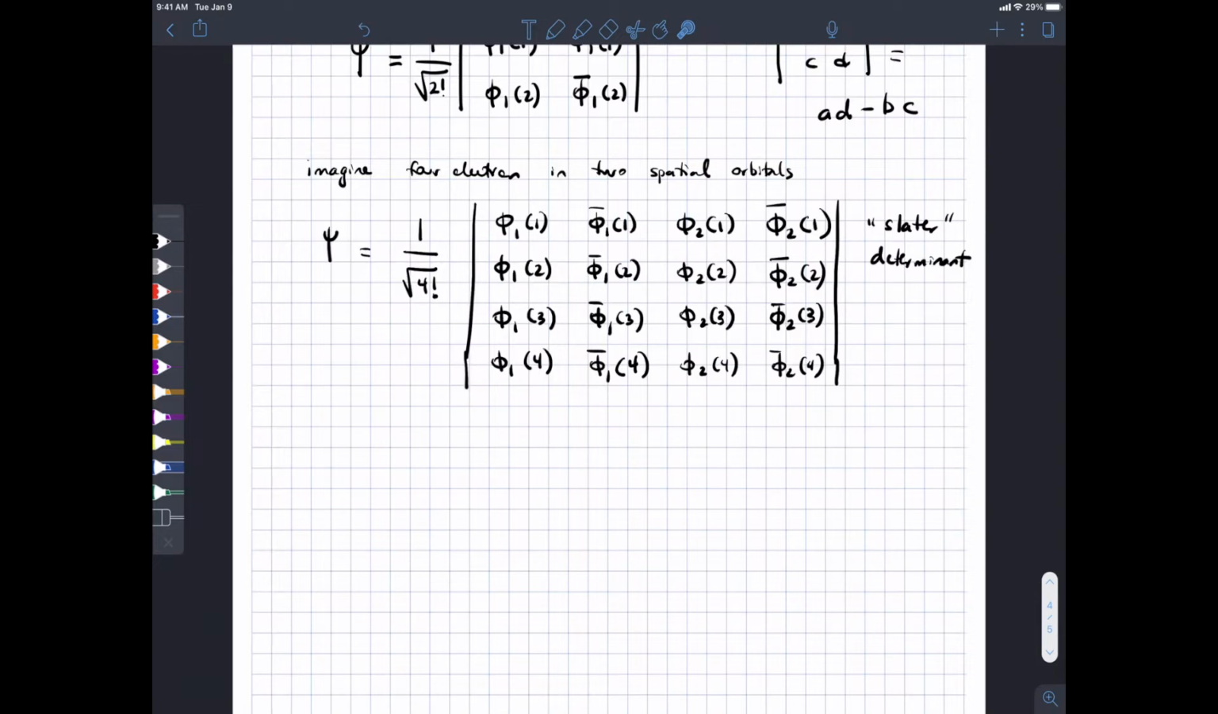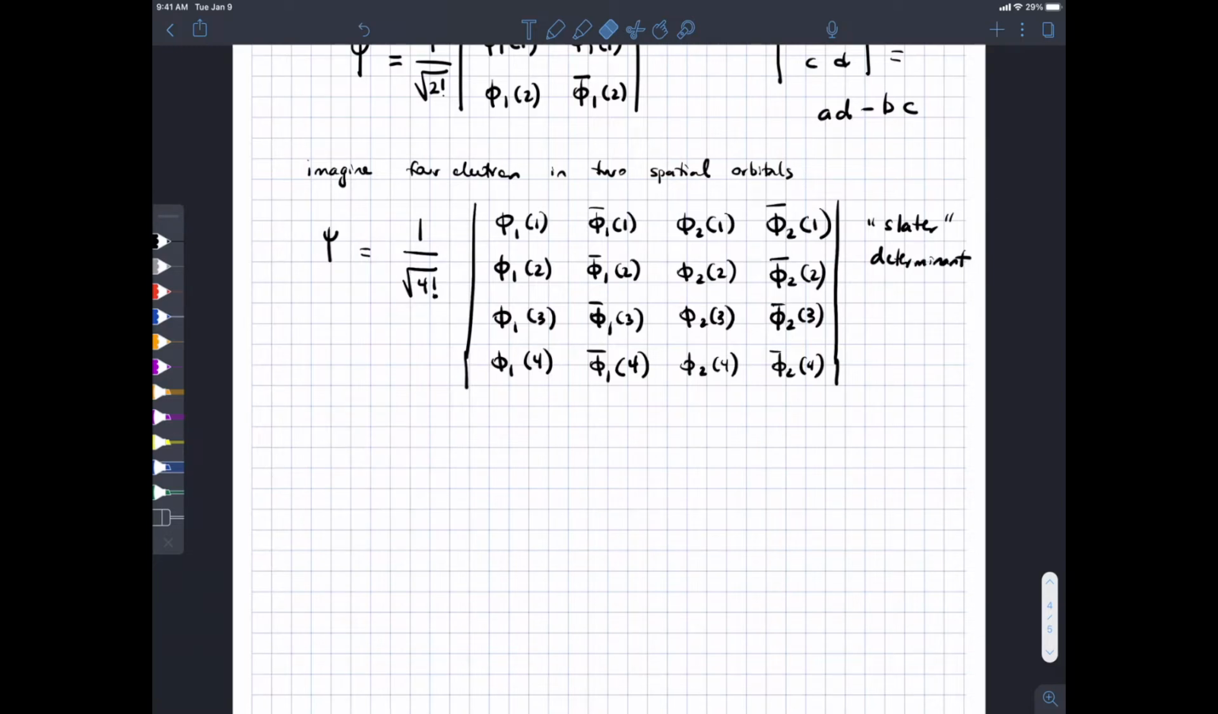Now, it's an interesting property of determinants that if any 2 columns are identical to each other, the determinant goes to 0. I'm not going to demonstrate that. Sure, why not? Let's do a 5 by 5 determinant. No, this is a determinant. The 2 columns are equal to each other. 2 times 2 minus 2 times 2 is equal to 0, right?